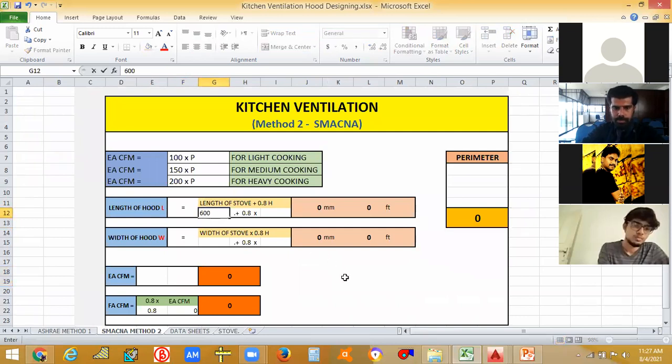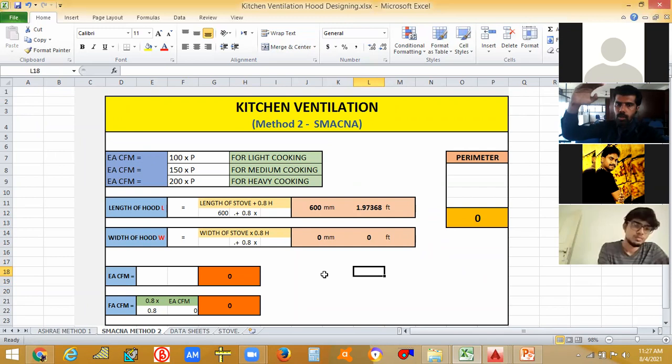Let me give it in mm. Now plus 0.8 into height. I have already said that the height range we can give is 0.8 to 1.2 meter. In between, I am going to give 1 meter height between the kitchen hood and stove. If you want to give 800 mm, you can give 800 mm, or if you want to give 1000 mm, you can give 1000 mm according to your wish, or according to the height difference. Here I am going to give a height of 1 meter, so 1000 mm.